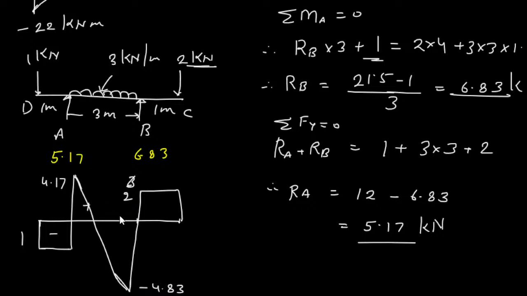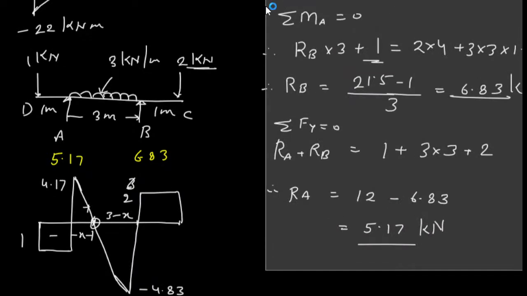Now you see that this shear force diagram is cutting here. So this is the point where I will get the highest bending moment. So I have to calculate this distance. Let us consider this distance x. Now from here to here the total distance is 3. So the remaining distance will be 3 minus x, and we use the similarity criteria.